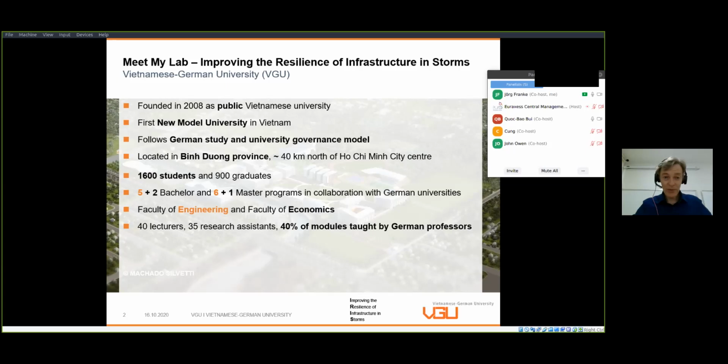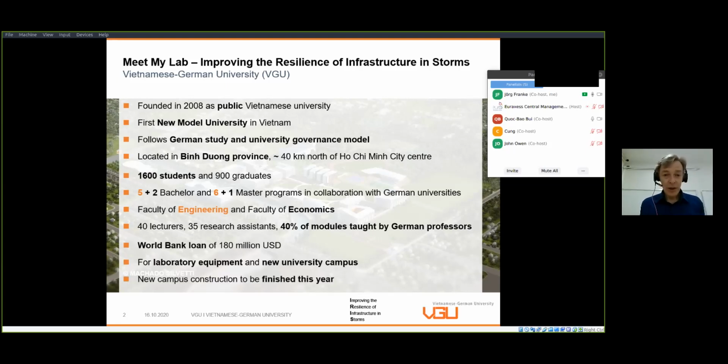The university is generously supported by the Vietnamese government and also by the German government that covers all the costs on the German side and partially the costs on the Vietnamese side. And in addition, we have a loan from the World Bank. Vietnam has this loan of the World Bank of $180 million that should be spent, part of it for laboratory equipment, but the majority of this funding loan is for a new university campus, which is currently being built, and it should be finished this year.